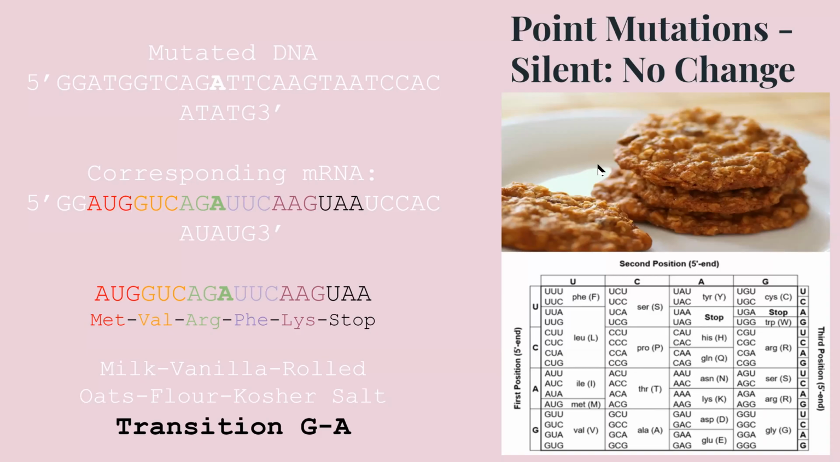We can have a silent mutation, which is actually no change. For example, if you have a transition from what used to be a G to an A, it codes for the same thing if we go to our table. And so we'll still make the awesome cookies that we want.